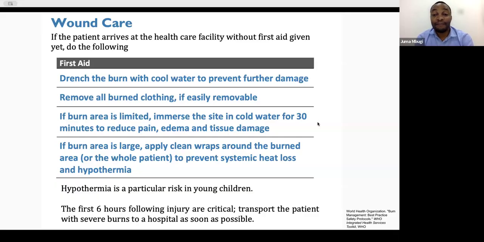And apply wraps around the burn area. Usually non-adherent wraps are advised, like paraffin gauze. This will also prevent heat loss and hypothermia. Next slide.